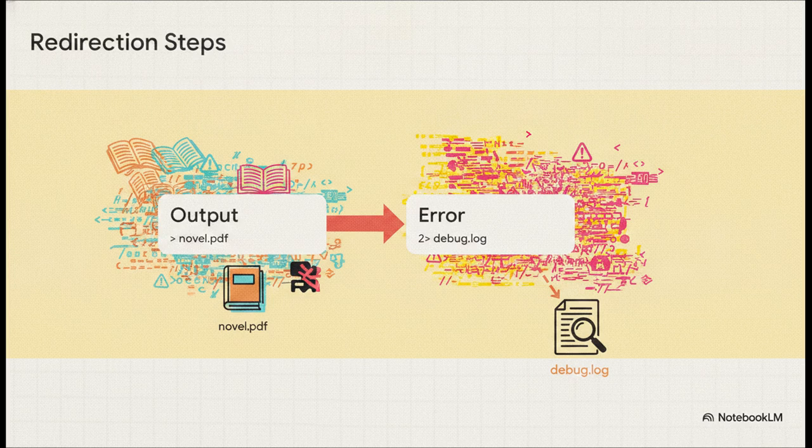No messy logs. Now check out step 2. What if we actually do want to read those logs later? We just add 2> debug.log to the end of our command. That little 2> command safely tucks all of the debug traffic into its very own file, leaving the novel document completely untouched. Honestly, it's just the perfect separation of concerns.